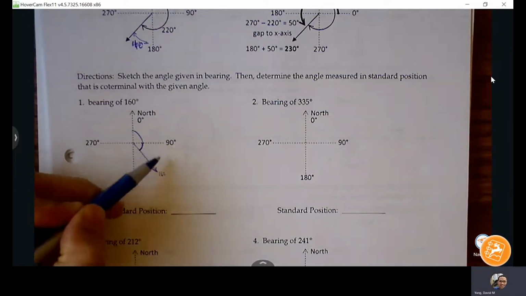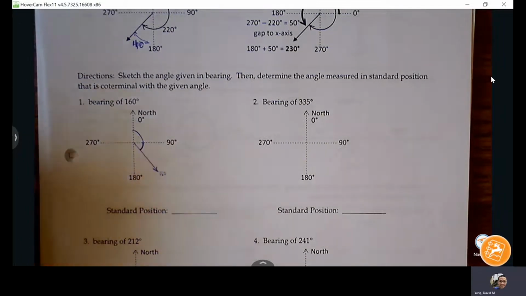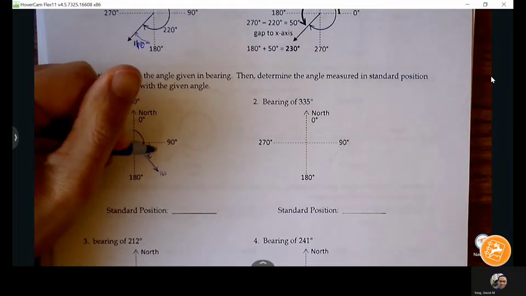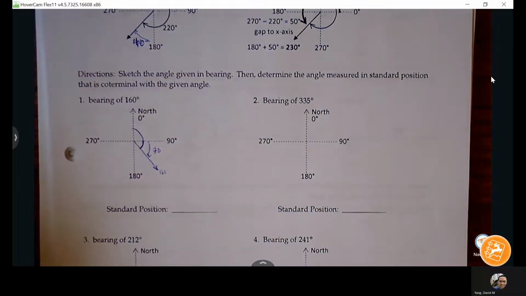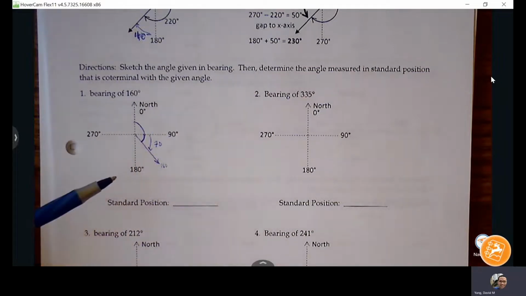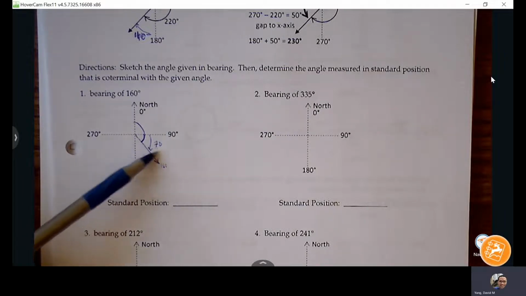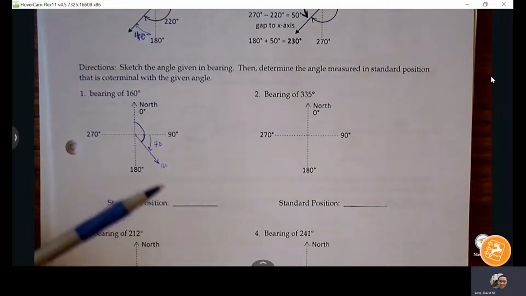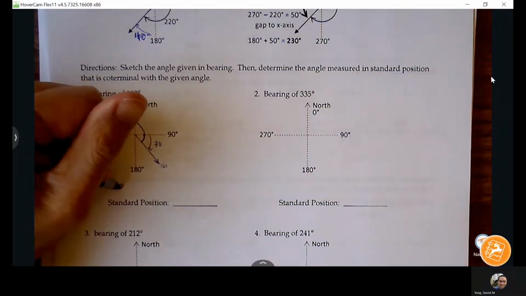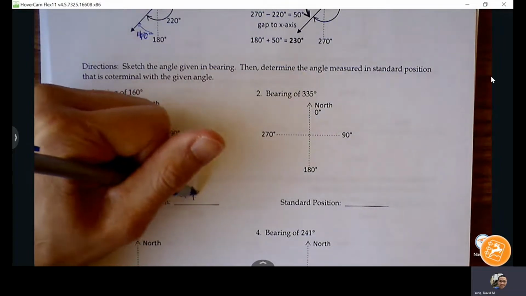Now we know that 160 is 70 degrees from the x-axis. So how do we convert this to something that is in the fourth quadrant between 270 and 360? 360 minus 70. Yeah, using this as a reference angle, we can subtract from 360 to get to a measure that is fourth quadrant, right? So 360 minus 70 will give us 290 degrees.